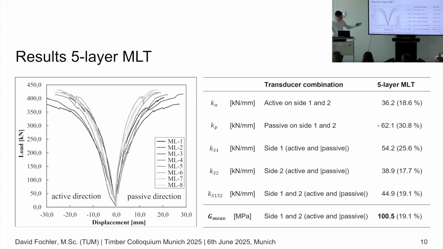So the mean value of the shear modulus of 100 megapascals is much lower than the CLT, and with a quite high variance.